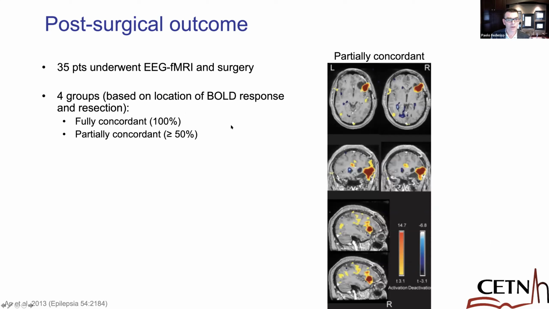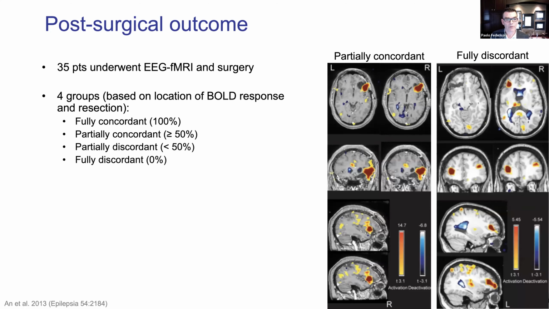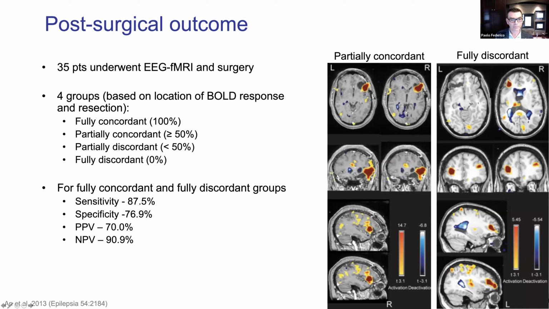Then there's a partially concordant group in which more than 50% of the maximum BOLD response, but not all of it, was included in the resection cavity, as can be seen here. Then there's a partially discordant group where less than 50% of the maximum BOLD response was included in the resection. And the last group was a fully discordant group in which the resection did not involve any of the maximum BOLD response.